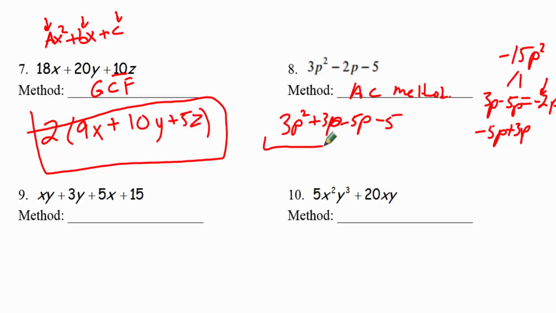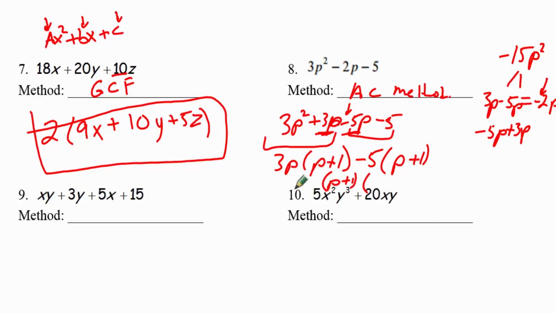Out of the first pair, we can take out a 3p, and it leaves us with p plus 1. Plus 1 because we're taking all 3p out of 3p. Out of the second pair, we can hopefully obviously take out a 5, but again, the rule was if the first term is negative, you take out the negative. So if you take the negative 5 out of 5p, it leaves you with just the p. Take the negative 5 out of negative 5, it leaves us with 1. So again, one of the factors is going to be the one that's in both of them, which is our p plus 1. And the other factor is going to be what's left over, the 3p minus 5.